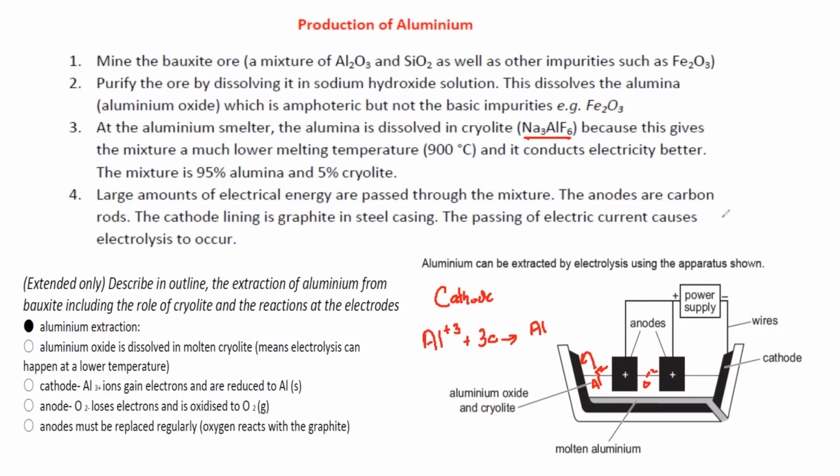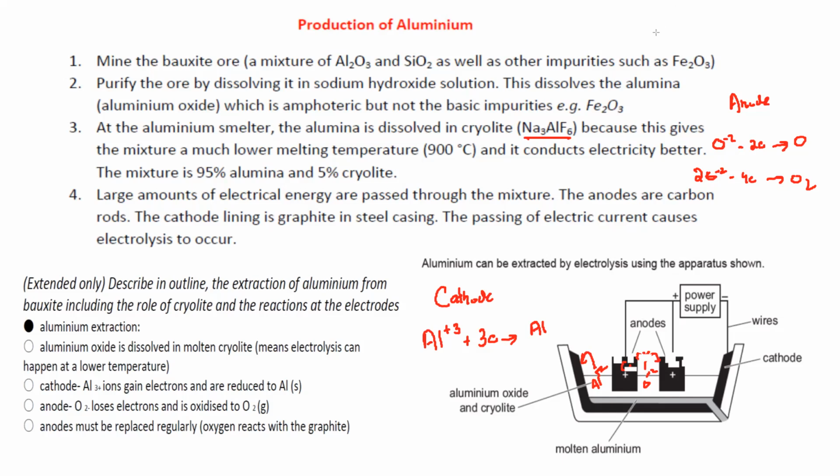And what happened at anode? The oxide ions are attracted towards the anode. When one oxide ion is there, it will lose 2 electrons and form an oxygen atom. But because it's a non-metal, when 2 oxide ions are there, they will lose 4 electrons and form oxygen gas. This oxygen gas reacts with the carbon electrode, and as a result, the size of this anode will start to decrease. So we have to replace this anode time to time.